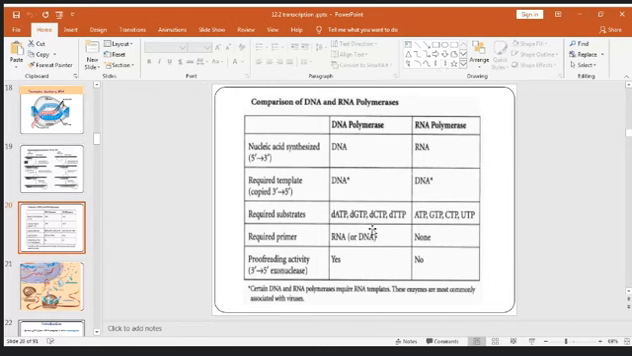For the required primer, DNA polymerase, as we said before, requires a small fragment of RNA as a primer. Okay, but the RNA polymerase does not require a primer for starting the synthesis process. Proofreading activity.